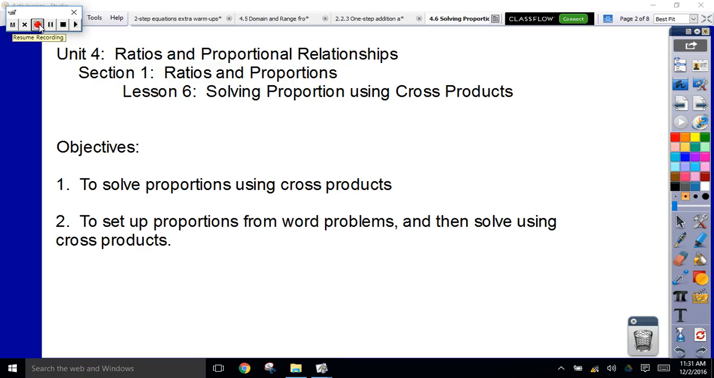Okay, so our objectives for today, we're going to learn how to solve proportions using cross products. This should be a review of something you've done in the past and should be fairly easy. The second one is a little trickier. We're going to set up proportions from word problems and then we'll use cross products to solve them.